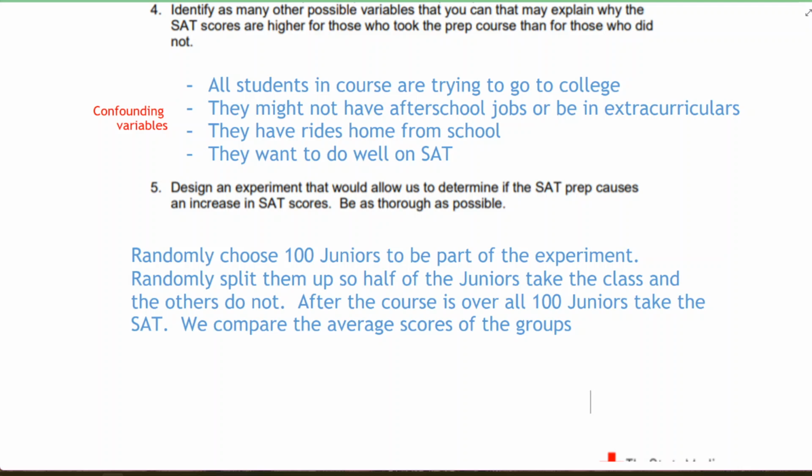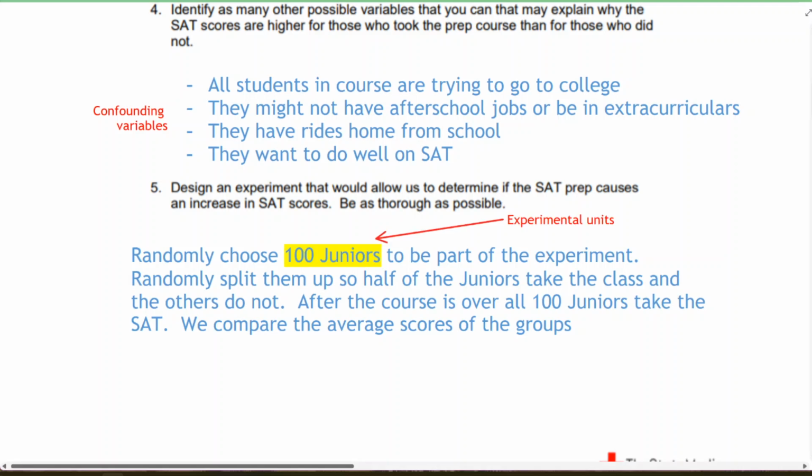So after that course is over and we've allowed randomization to evenly split confounding variables between the two groups, all of the 100 juniors are going to take the SAT. When that's done, we're going to compare average scores from each of the groups. And presumably, if the average score from the SAT prep group is higher than the average score from the non-SAT prep group, then we can have good evidence for a cause and effect relationship.